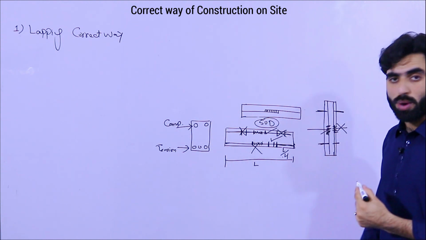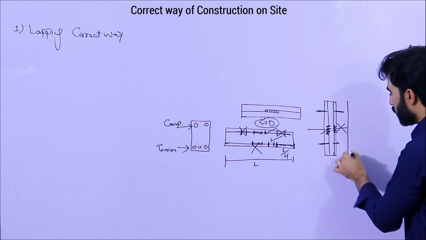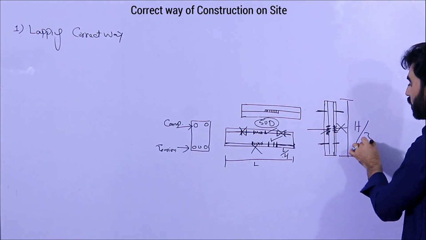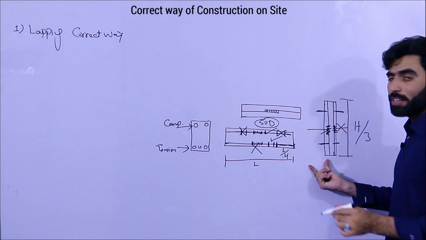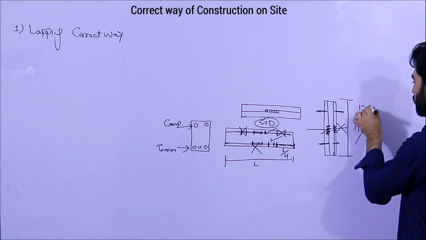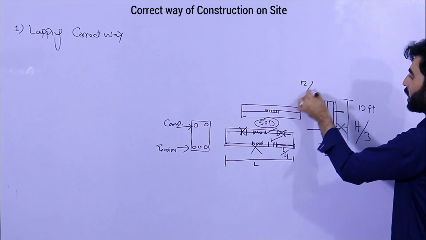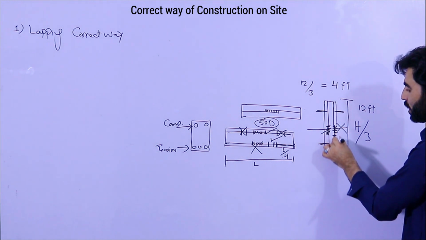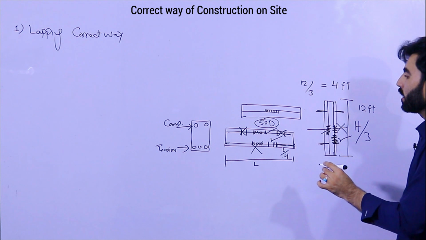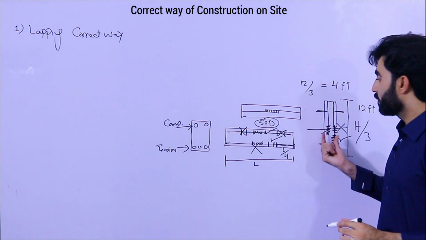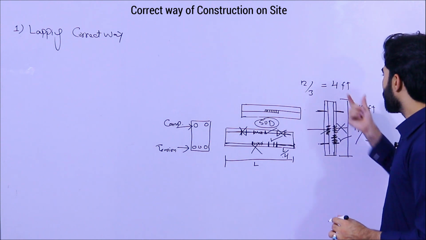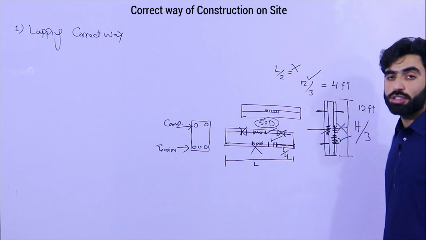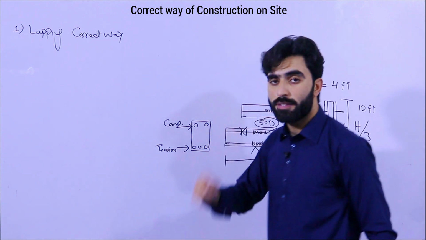But where is the best place to provide the lapping? Guys, L means the total, or H is the total height. So total height divided by 3. For example, if the height of this column is 12 feet, then 12 divided by 3 gives a distance of 4 feet. So after 4 feet you will provide the lapping length, like this. This is the correct way. At the mid you can't provide it, also here. But after L/3 distance you can provide, but not L/2. This is wrong. L/3 is okay, right? So this is the correct way of lapping.